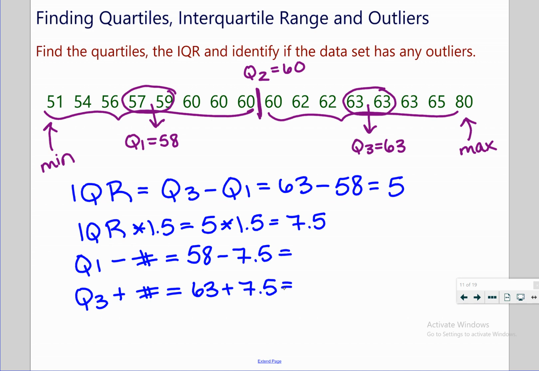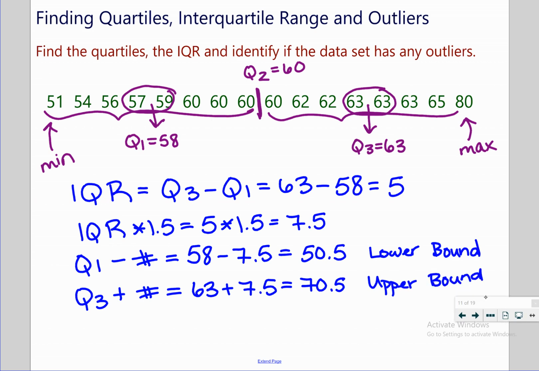All right, so let's see. 58 minus 7.5 is 50.5. That's a lower bound. 63 plus 7.5 is 70.5. And that is an upper bound. These are boundaries that your data should lie between. Are there any data values in the set that are beyond those boundaries? Yes? 80? So we can say, therefore, 80 is an outlier.